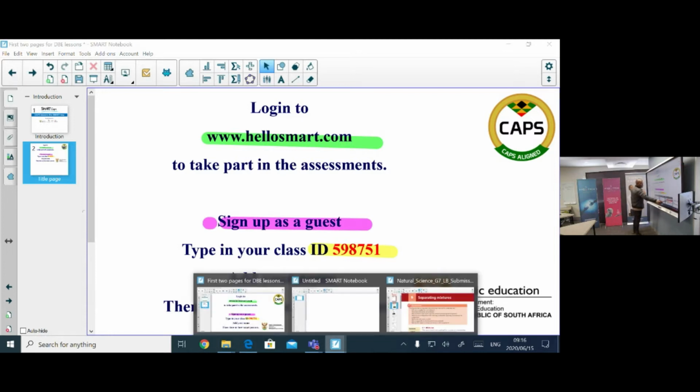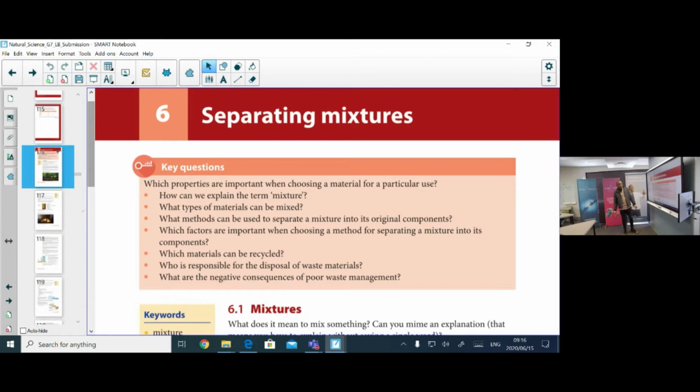So we've been talking about matter and materials, and this is one topic that I find hugely interesting. It takes up a great chunk of our sciences and chemistry, so it is a very important chapter, matter and materials. In our previous lesson, we were talking about properties of materials. And in this lesson, we are going to talk about mixtures.